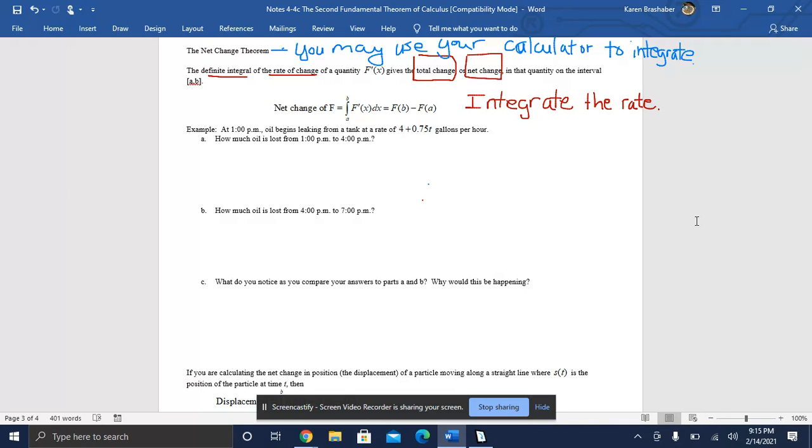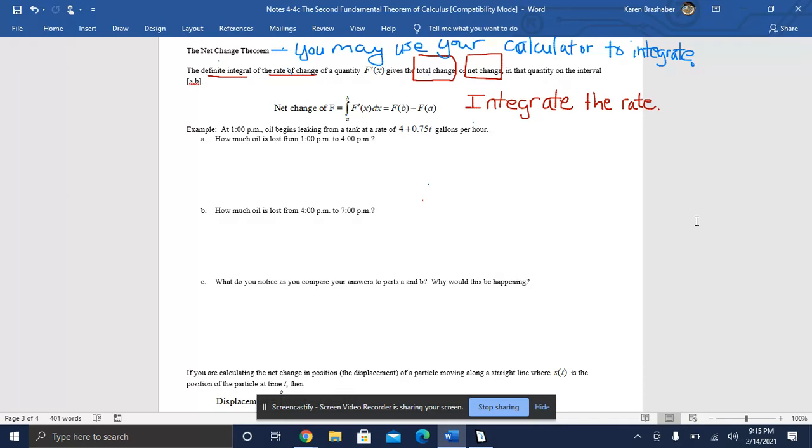So one thing I want you to see right at the top is for these, you may use your calculator to integrate. And this is a great use of your calculators. There's no need to go through the whole process of the integration. So I've highlighted a few things for you. The definite integral of the rate of change. This is what we're using. So we're integrating the rate. This will give you the total change in that quantity on an interval.